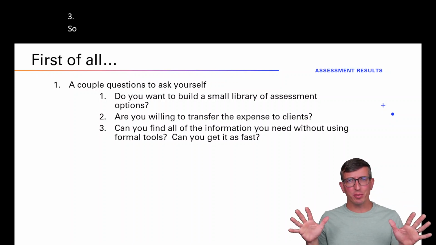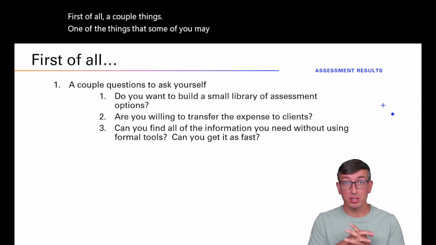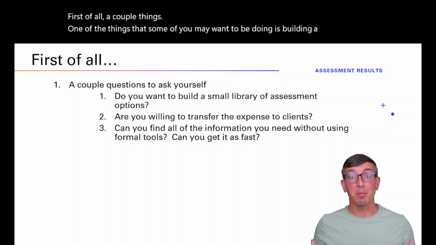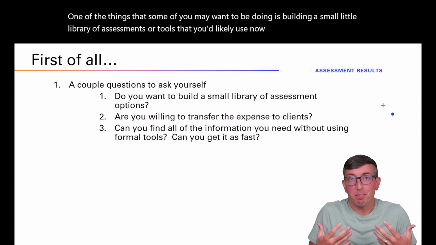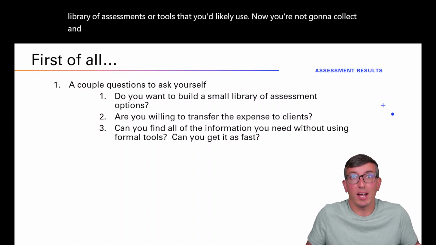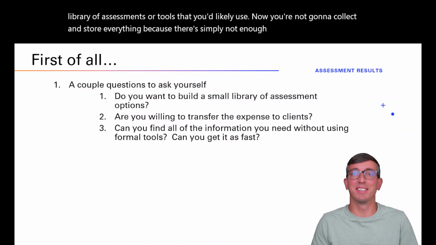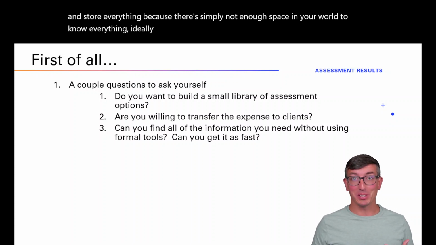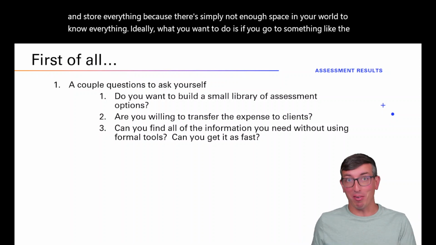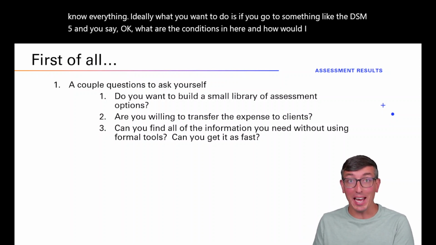So first of all, a couple things. One of the things that some of you may want to be doing is building a small little library of assessments or tools that you'd likely use. Now, you're not going to collect and store everything because there's simply not enough space in your world to know everything. Ideally, what you want to do is if you go to something like the DSM-5 and you say, okay, what are the conditions in here and how would I know if somebody had them?